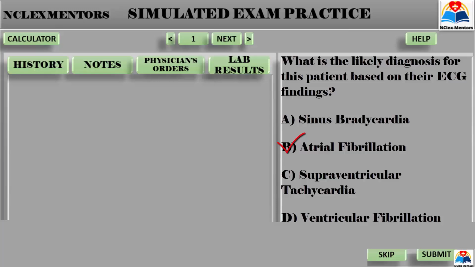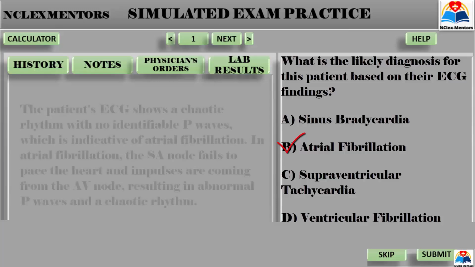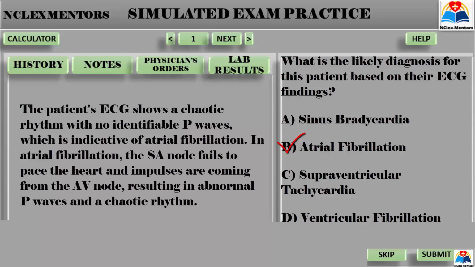The correct option is B, atrial fibrillation. The patient's ECG shows a chaotic rhythm with no identifiable P waves, which is indicative of atrial fibrillation. In atrial fibrillation, the SA node fails to pace the heart and impulses are coming from the AV node, resulting in abnormal P waves and a chaotic rhythm.